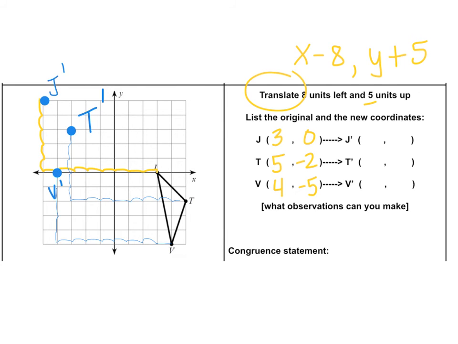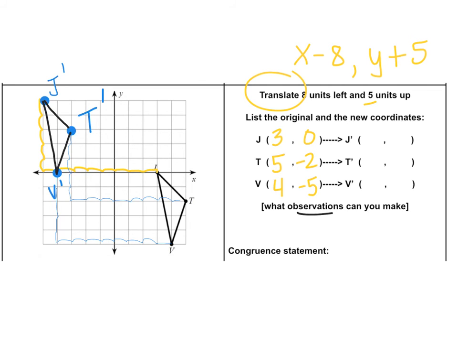All right, now connect. And nice and neat. Connect these. Yep, there. So we should have the same shape, same size. Remember, they should look the same. What observations can you make? Well, we can't do that yet. Let's write our new ordered pairs.